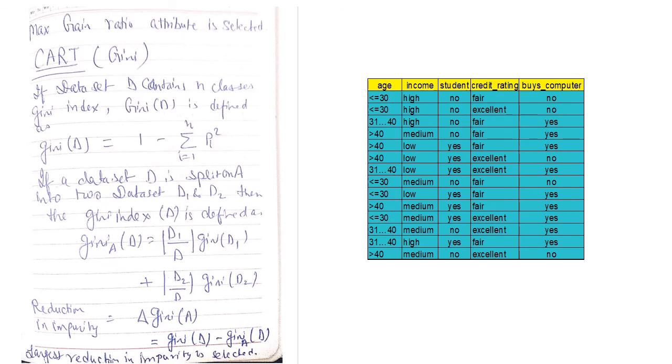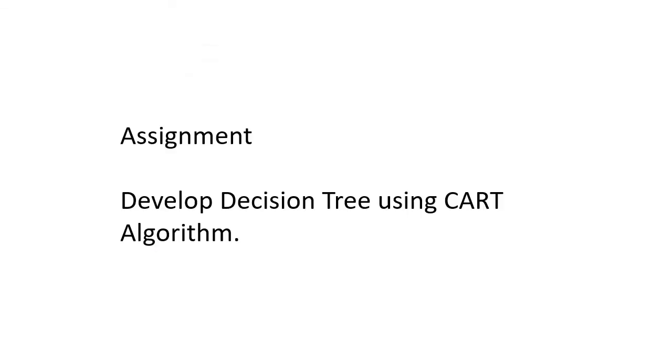What we need to calculate is the reduction in impurity, which is given by delta Gini A, equal to Gini D minus Gini A D. Here we select the largest reduction in impurity. Basically, we need to identify which attribute gives us the maximum delta Gini. So this is an assignment given to you: you need to develop a decision tree using the CART algorithm.